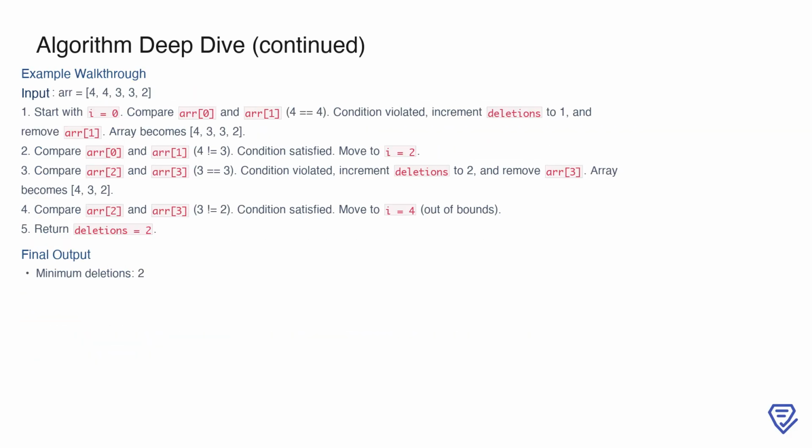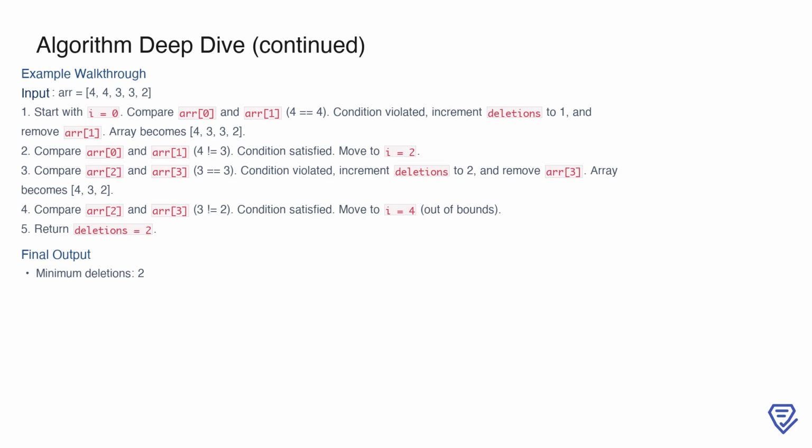Let's walk through an example to see the algorithm in action. Given the input array ARR equals 4, 4, 3, 3, 2, we start with I equals 0. Comparing ARR[0] and ARR[1], we see that 4 equals 4, so the condition is violated. We increment the deletions counter to 1 and remove ARR[1], resulting in the array 4, 3, 3, 2.